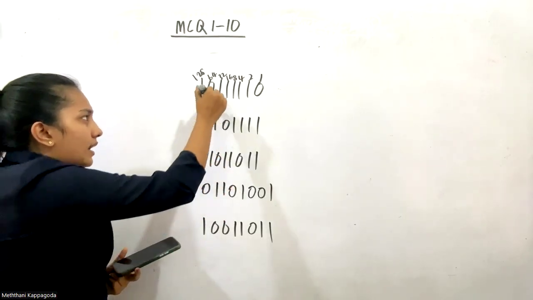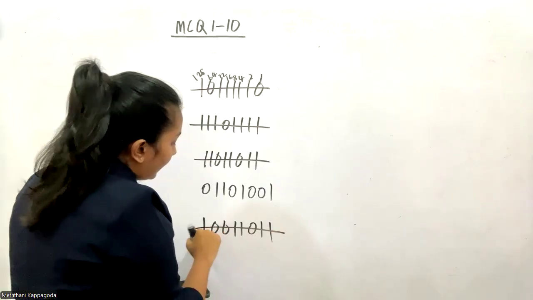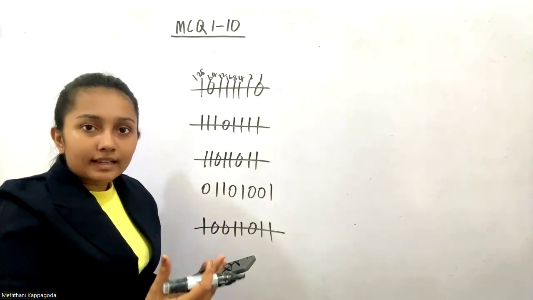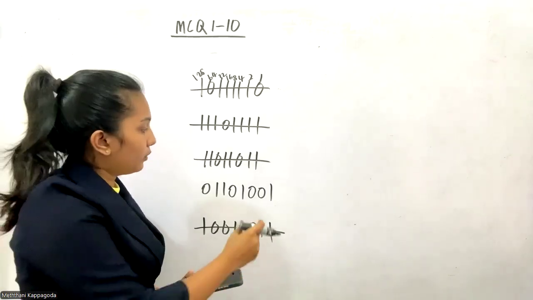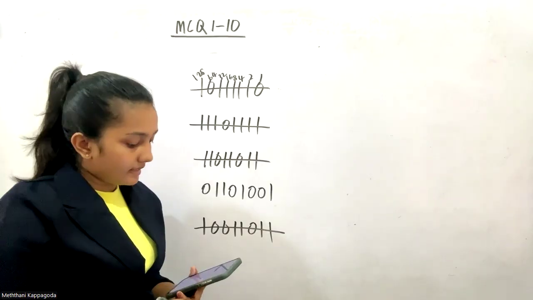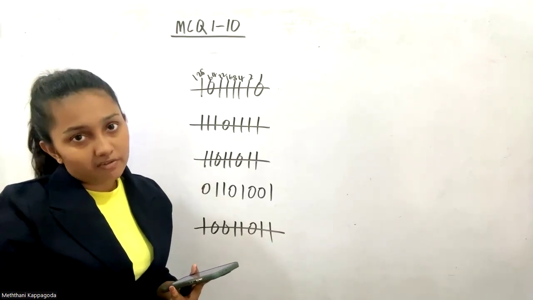Then you can directly remove these answers. You can eliminate them directly. Starting with 1 means the value is above 126, which is the highest value in our range. Then you can directly take the answer. This is answer number 4. Right, very easy. So you have to use those kinds of tricks when you are doing MCQ questions.